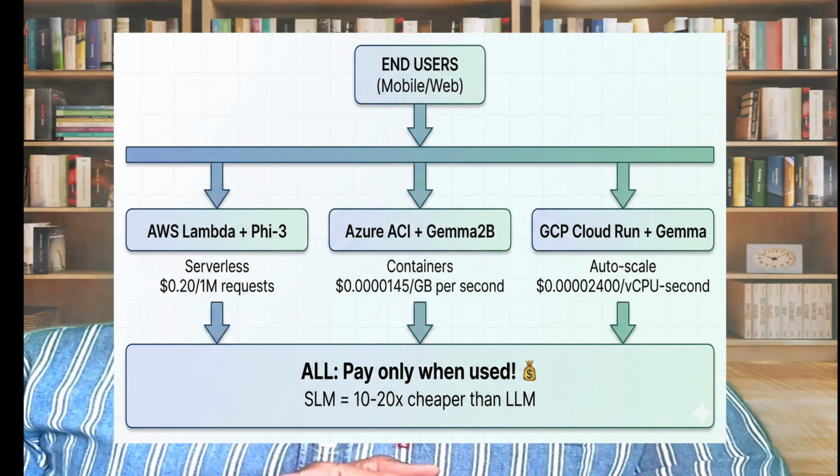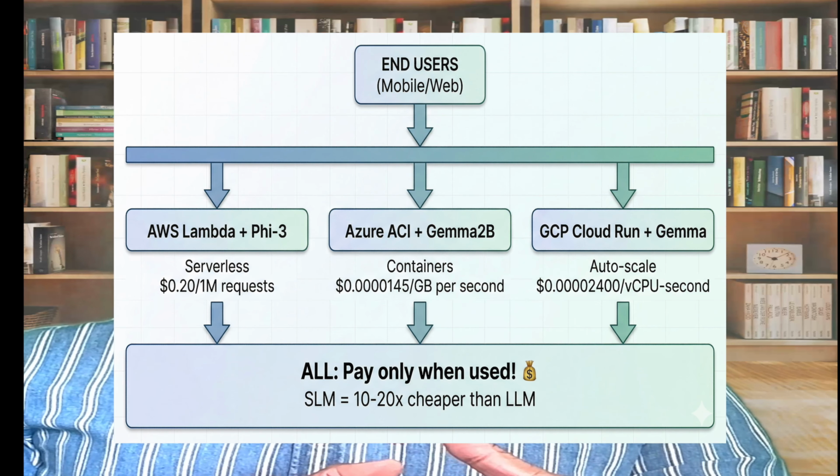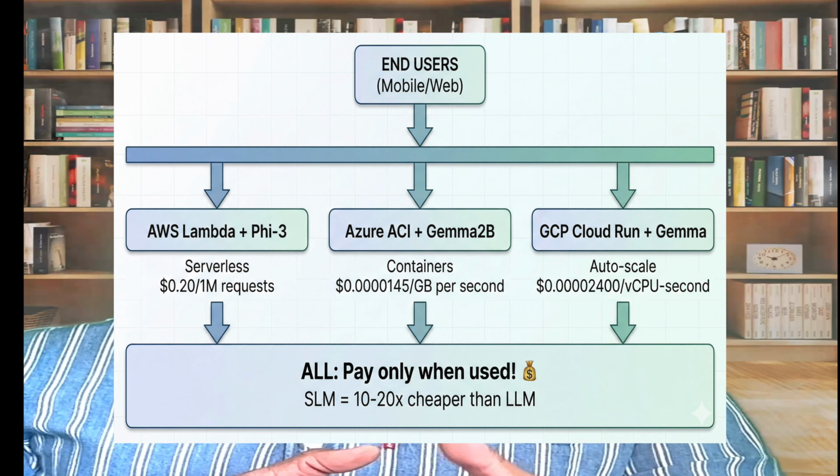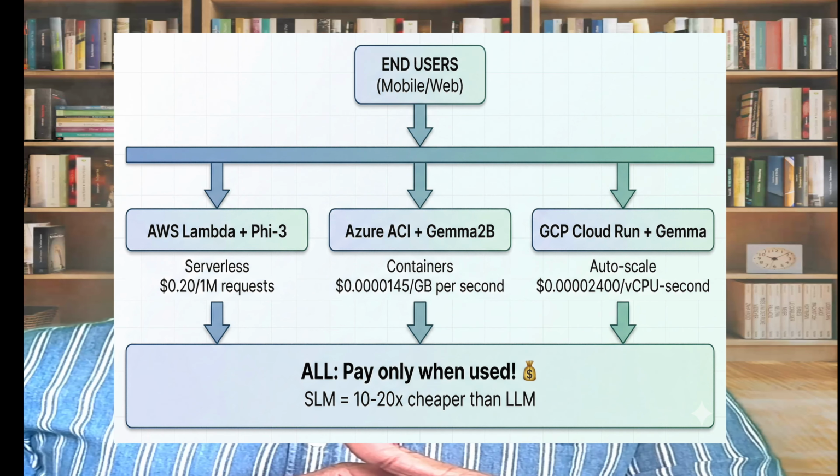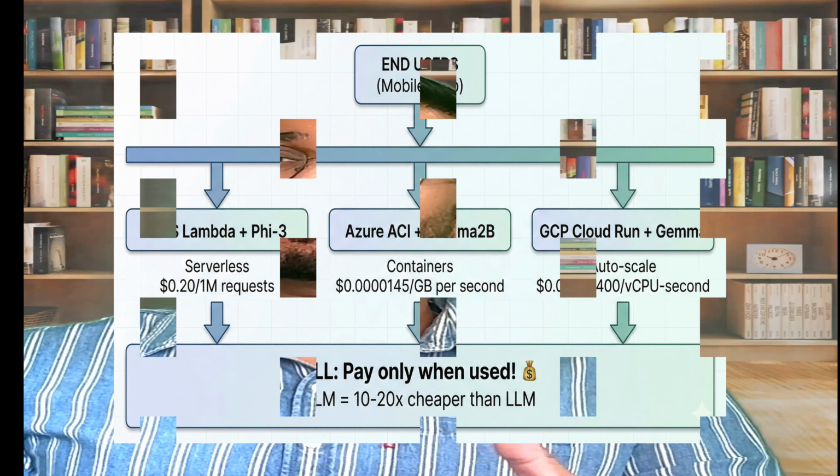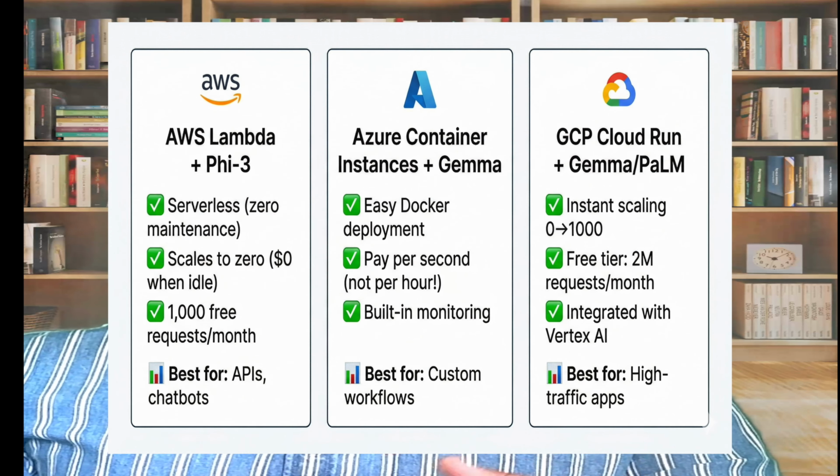Now production time. When you deploy SLMs, I prefer to use serverless functions, edge computing, or container services. AWS Lambda with Phi3 or Azure Container Instances or GCP Cloud Run. You can pay only when someone actually uses it. Here's an SLM production architecture where the end user interacts with different cloud mechanisms or different cloud providers.